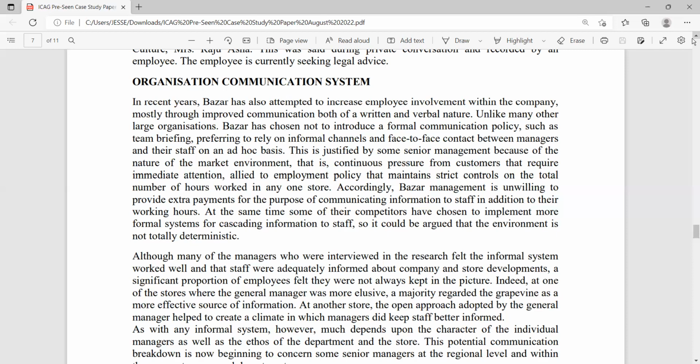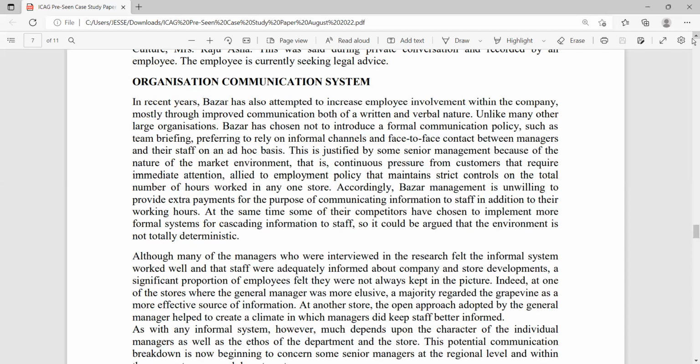So what are we talking about here? Bazar does not have a formal communication policy. Let's think about that for a moment. Is that helpful? Just imagine you are in a company and you only hear things through informal channels. It creates a lot of confusion because sometimes you would want things communicated formally as an organization. So that could have some disadvantages. A formal communication policy system would be beneficial to Bazar Company Limited to avoid confusion among employees as to what exactly has been communicated. This has been justified by some senior management because of the market environment, etc.